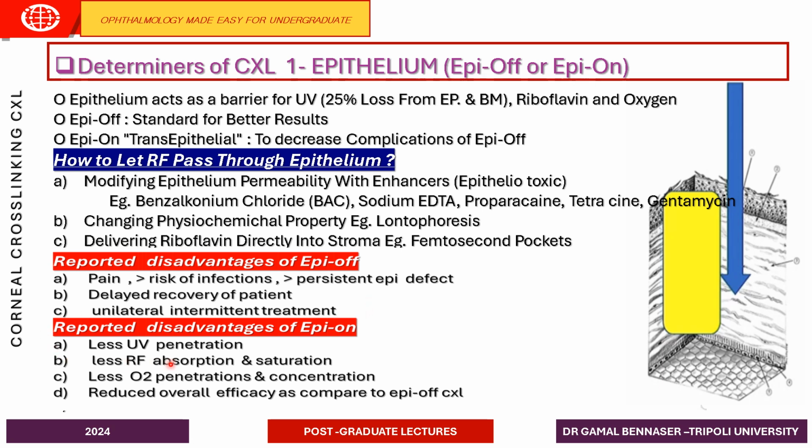However, the epithelial on technique also has some reported disadvantages due to less penetration of the ultraviolet, less riboflavin absorption and saturation, and less oxygen penetration. All this will lead to reduced efficacy of the treatment as compared to the standard Dresden protocol with the epithelial off technique. So these are the pros and cons of the epithelium as a factor in the successful cross-linking technique.